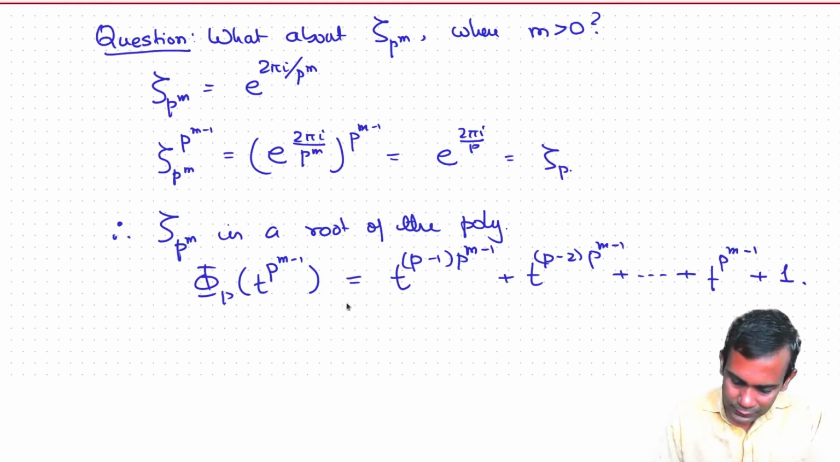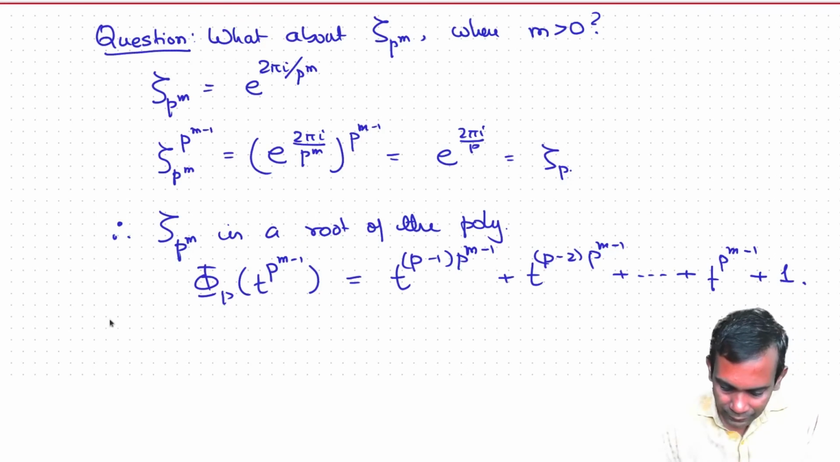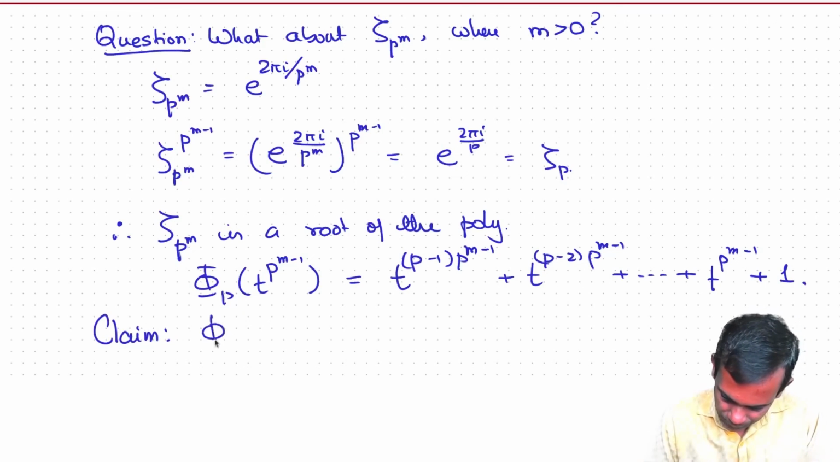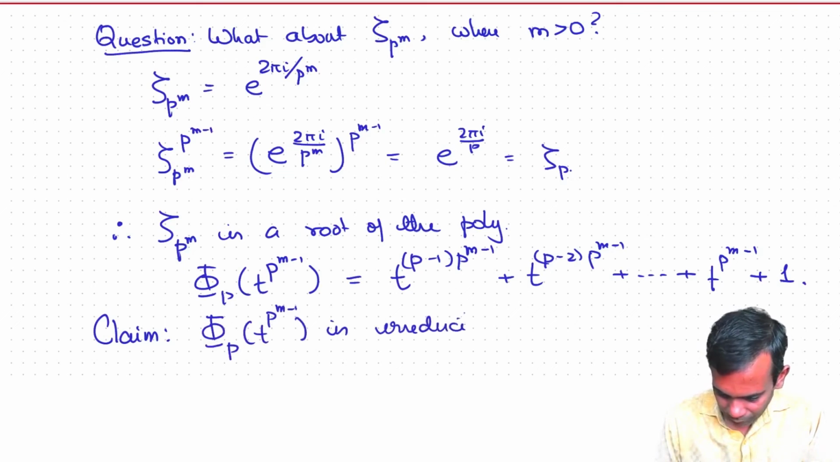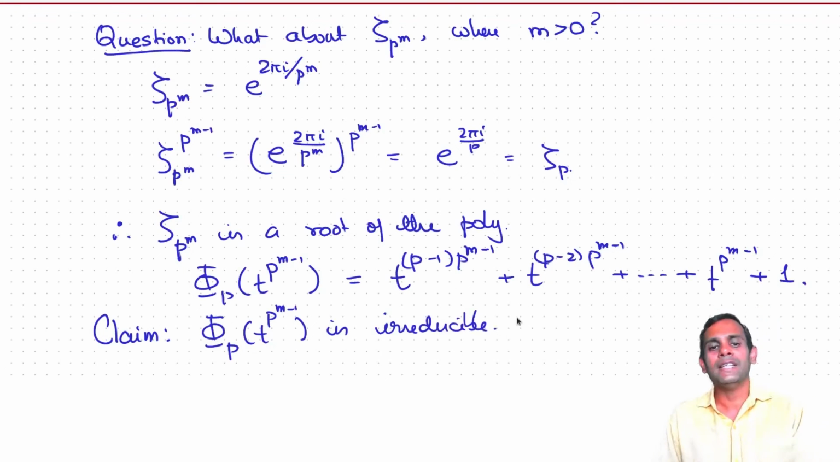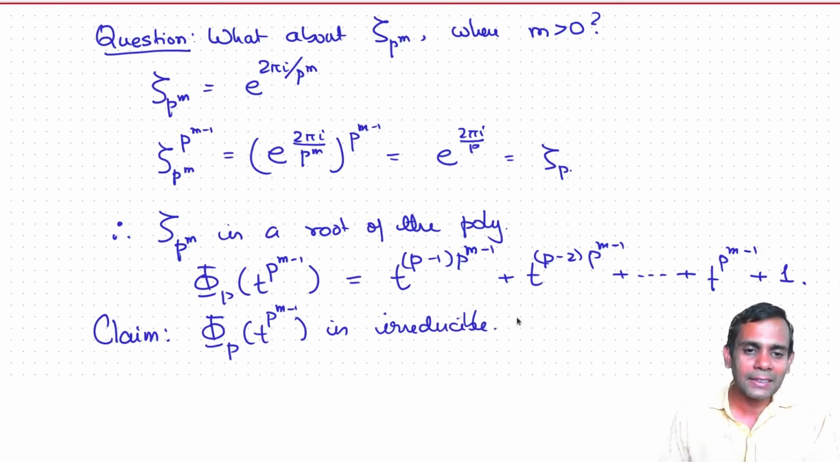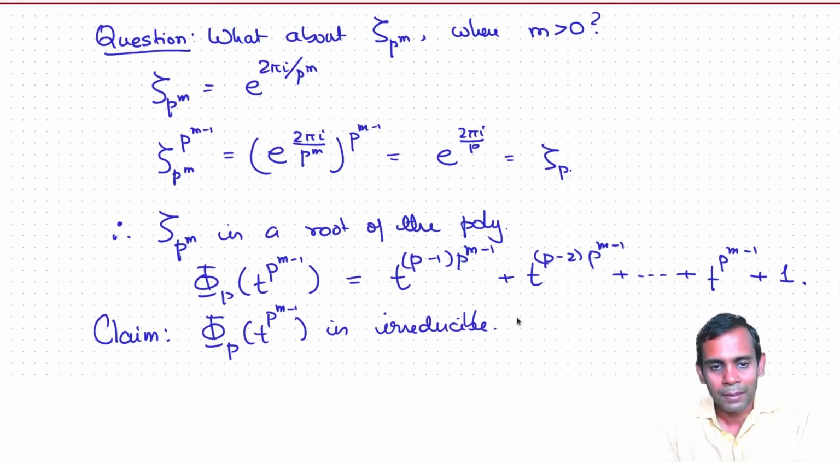And so the question is, is this really the irreducible polynomial of zeta p to the m or not? And the claim is that this is irreducible. The proof is exactly the same. Apply Eisenstein's criterion after replacing the variable by t plus 1. It's a different polynomial, so obviously you need to check it again. But the proof is the same in all respects. I leave it to you as an exercise to check.